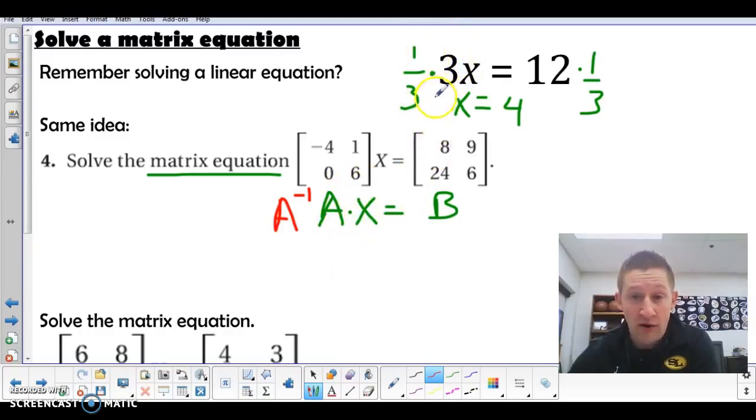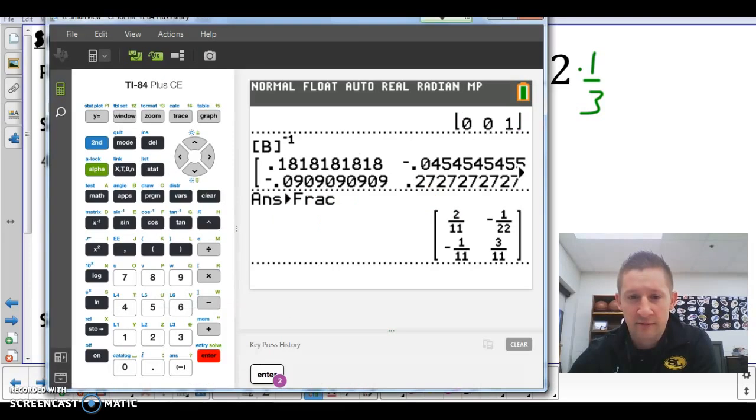It's like this. 1/3 times 3 is 1. 1 times x is just x. If I do something on one side, though, I need to do the same thing to the other side. And here's a little trick. You need to actually put this inverse matrix in front. Order matters with matrix multiplication. Make sure you put this first. It's A inverse times B, not B times A inverse. Now, as I got this set up, I then will type these things into my calculator.